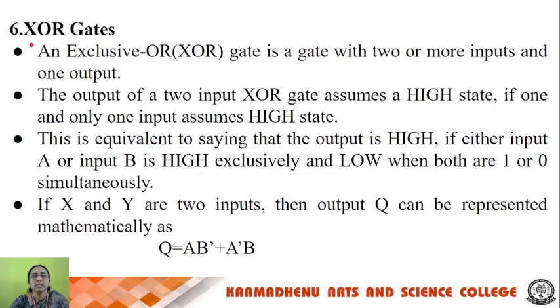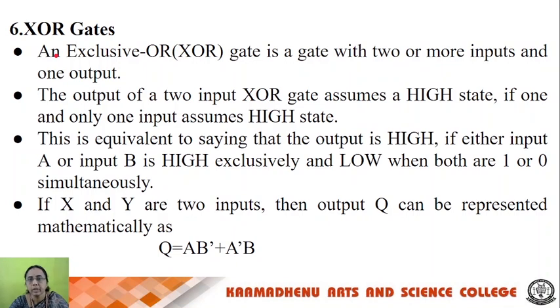Next, the last gate is the XOR gate. An XOR gate is called an exclusive OR gate. The exclusive OR gate is a gate with two or more inputs and one output. The output of a two input XOR gate assumes a high state if one and only one input assumes the high state. This is equivalent to saying that the output is high if either input A or input B is high, and low when both are 1 or 0 simultaneously.